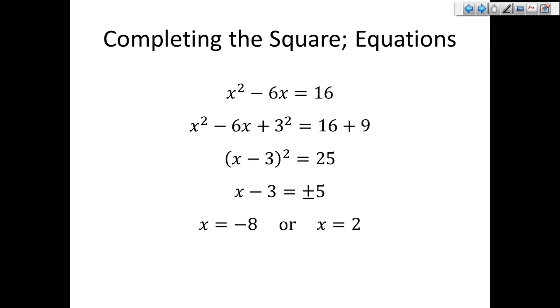Here's another example for you to work with. Okay, by the way, this should be a positive 8 and a negative 2.